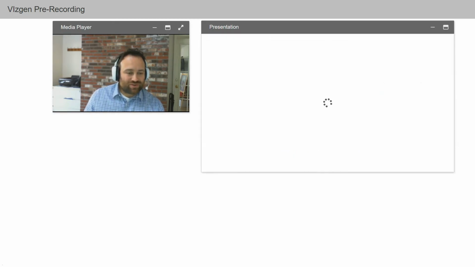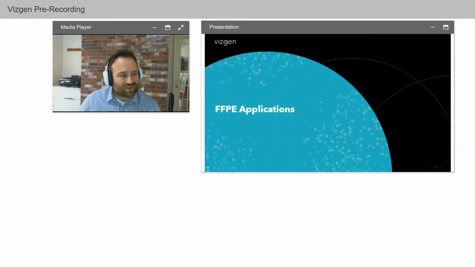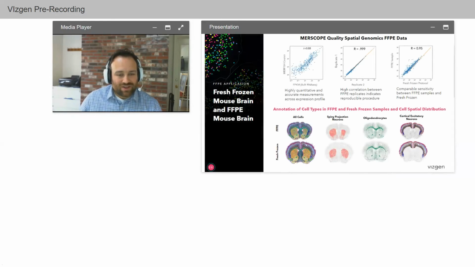And so now just going through applications of our FFPE sample prep protocol here. One of the first major areas we wanted to focus on within FFPE is the quality of the data we're generating. Here at Vizgen, we are very much focused on developing high quality spatial genomics data. If we take a look up top here, we're using our FFPE mouse brain sample.